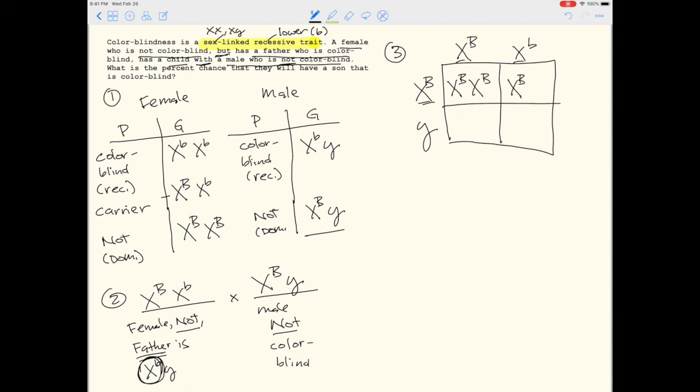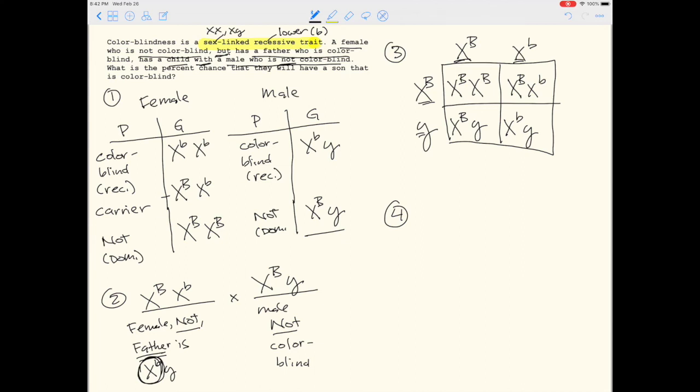X capital B, X lowercase b. This letter is going to come down. This letter is going to come over. X capital B, Y. This letter is going to come down. This letter is going to come over. X lowercase b, Y. And now I'm completely done with my Punnett square, and I have all possible options for potential children. And then I'm going to go ahead and move on to step number 4, actually answering the question.